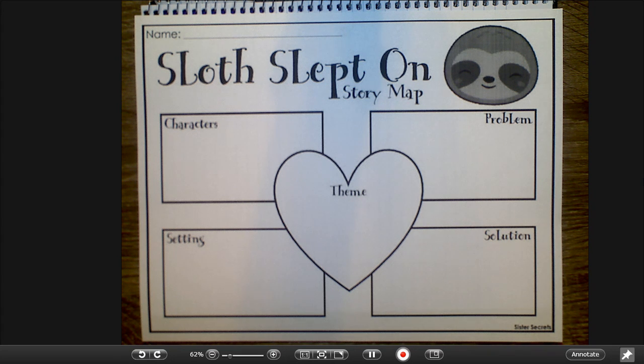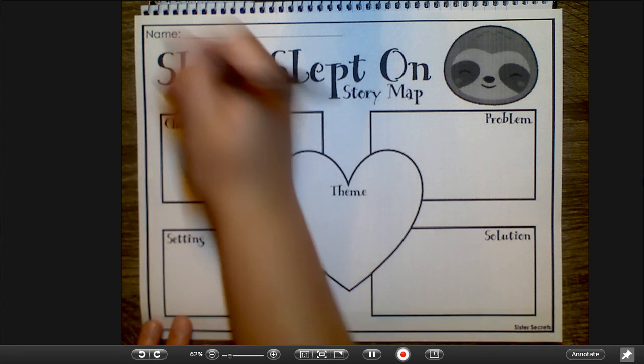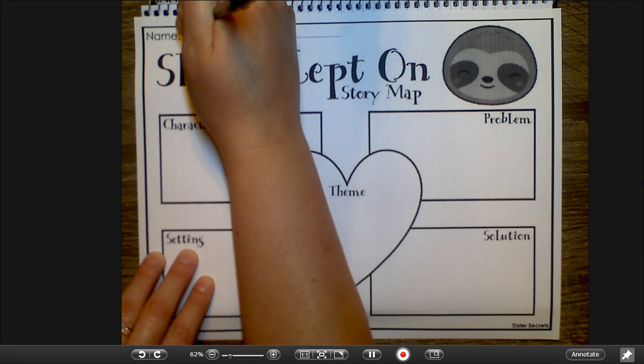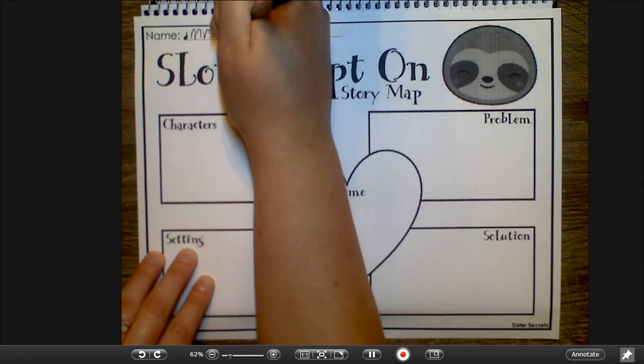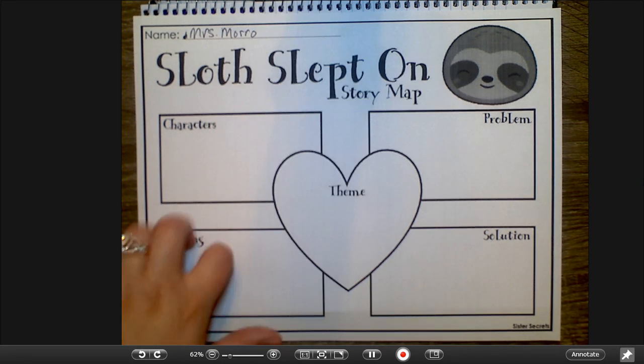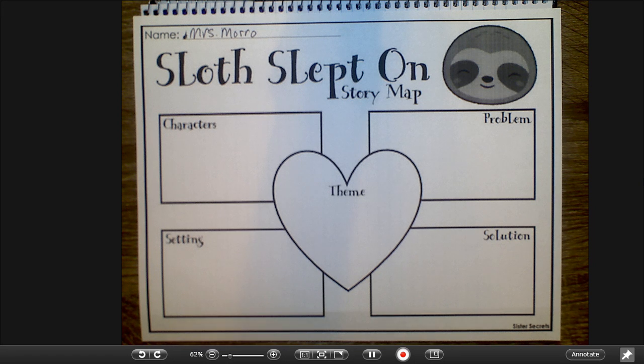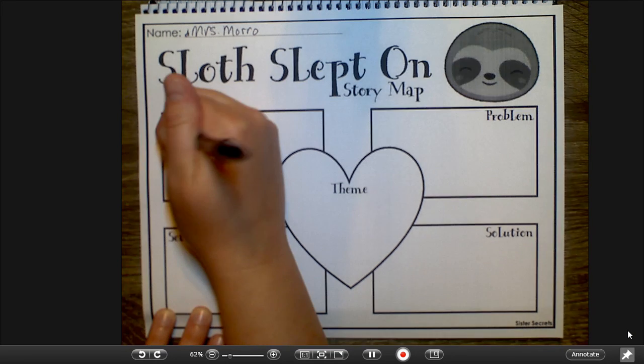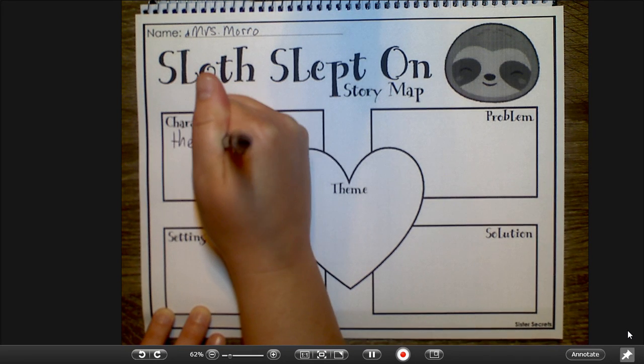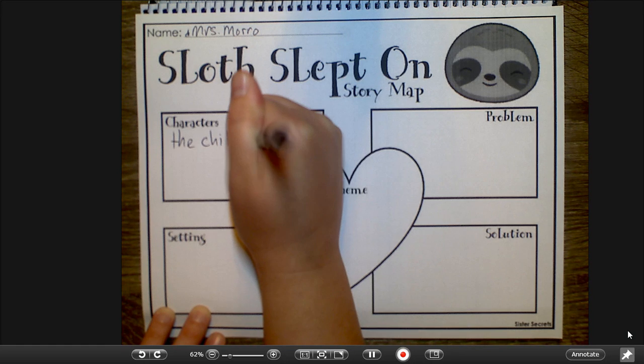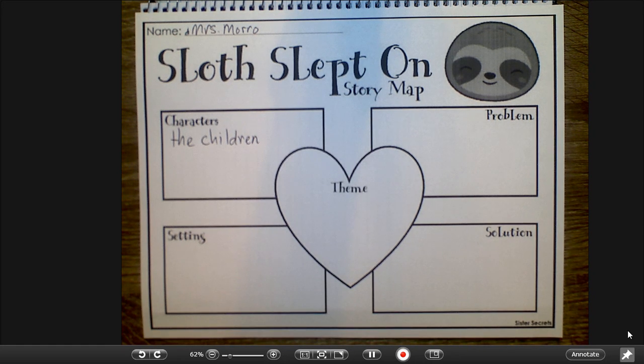The first thing that you want to do is make sure that you put your name on it. So I'm going to write Mrs. Morrow. Okay. And then the first box that we come to is the characters box. When you think about the story, Sloth Slept On, the first characters that you come to in the story are the children. If you remember, there's the group of children and they find an animal in the backyard.